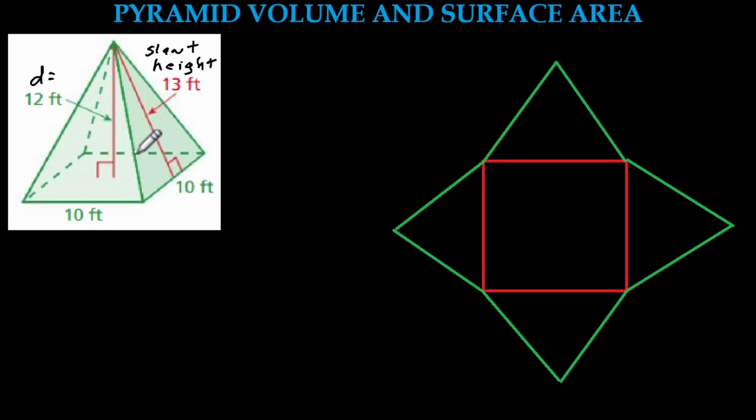So now to find the surface area, I need to find the area of the base first, and the area of the base is just 10 times 10, or 100, so we'll write that in here. And it's going to be feet squared. And then for each of the triangles, since each of these sides here is going to be 10 for the base, and then the triangle's height is going to be the slant height in here, which is 13.